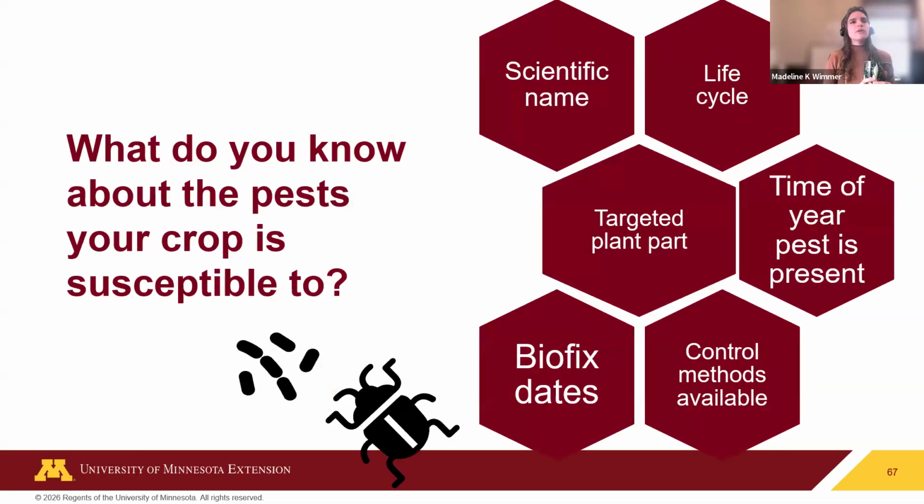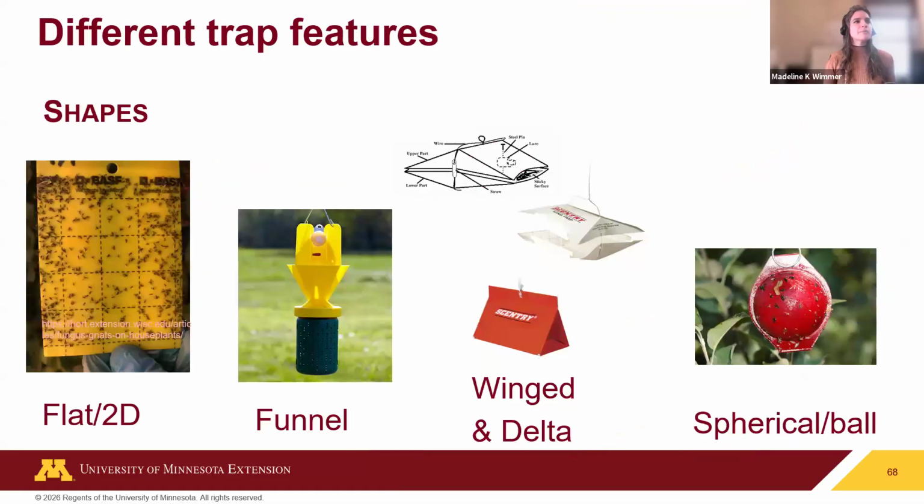So what would you need to know about certain pests related to your crop? Sometimes you might want to know the scientific name, but oftentimes it's important to know the life cycle. When do they usually arrive? What part of the plant do they target? What time of year are they not on site anymore? If you're trapping, once you catch how many in a trap, how many days after that are you going to want to spray? And what type of control methods are really available for that pest? Is it only chemical? Do you have other options?